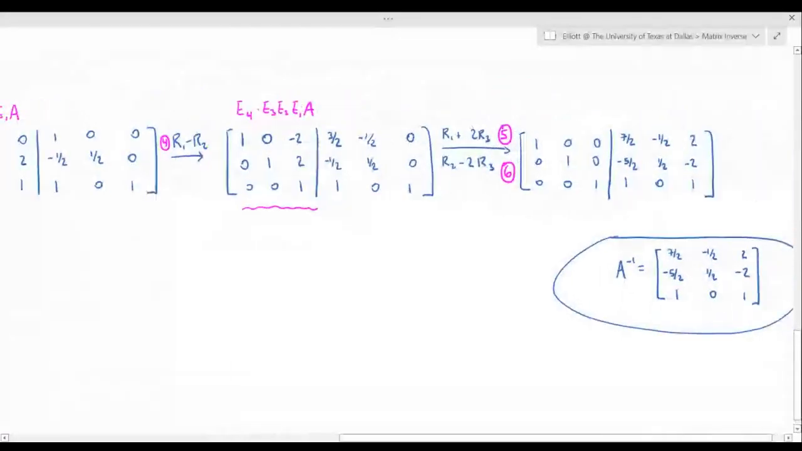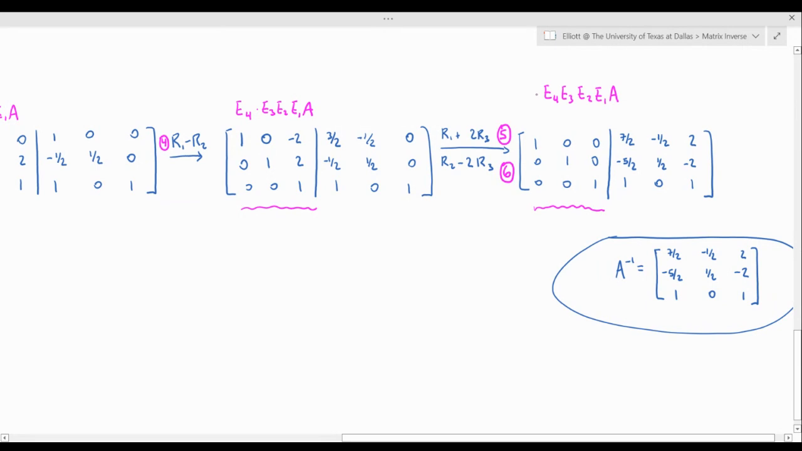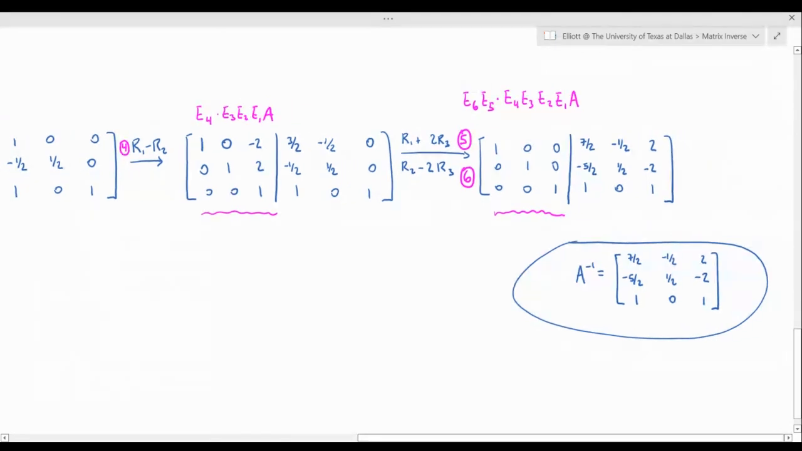And then lastly, when we got to this identity matrix, this would have been the result of multiplying E4, E3, E2, E1, and A on the left by E5 and E6, since we did those last two row operations to get to the identity matrix. So right now, what we have is this product of elementary matrices in the specific order of E6 times E5 times E4, 3, 2, 1. This product, multiplying matrix A on the left, gave us this identity matrix here at the end.